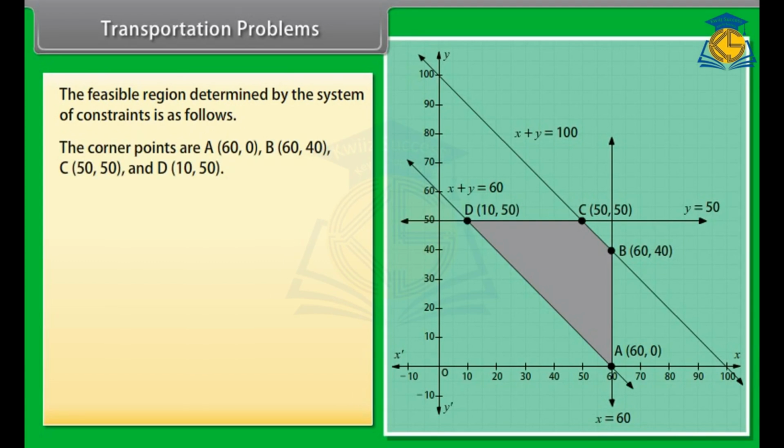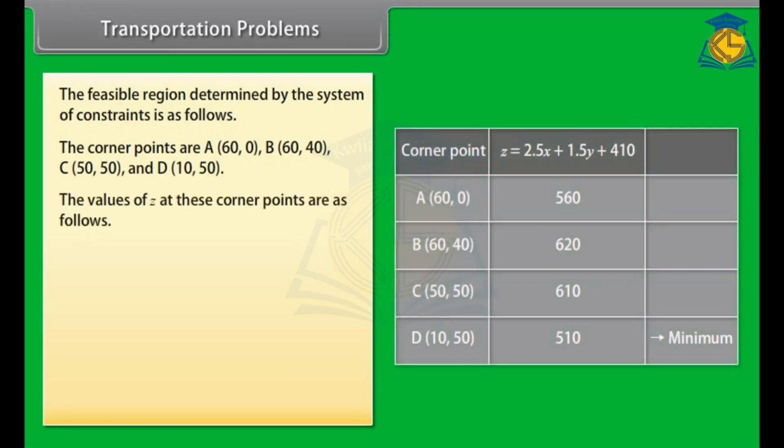The corner points are A (60, 0), B (60, 40), C (50, 50) and D (10, 50). The values of Z at these corner points are as follows. The minimum value of Z is 510 at (10, 50).